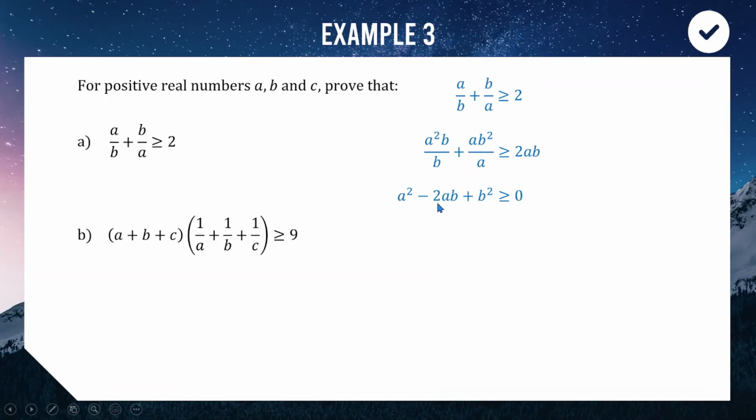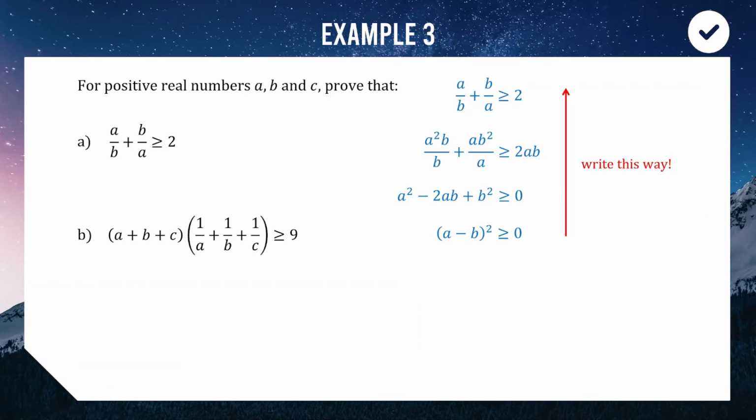As I mentioned, a lot of these questions just rely on the fact that a minus b squared is a positive number. So we start with that fact and write up to the target in this direction. We start with a minus b squared greater than or equal to 0, expand it out, add the 2ab across to the other side, and then divide everything by ab, and we end up with the target we were trying to prove.